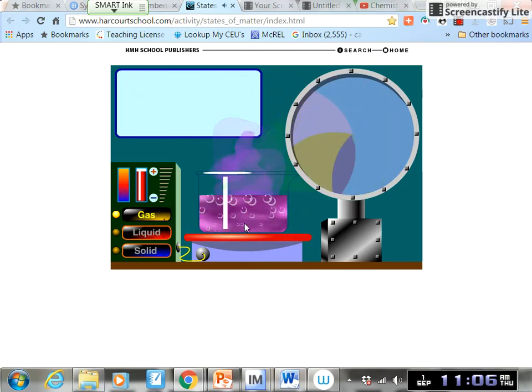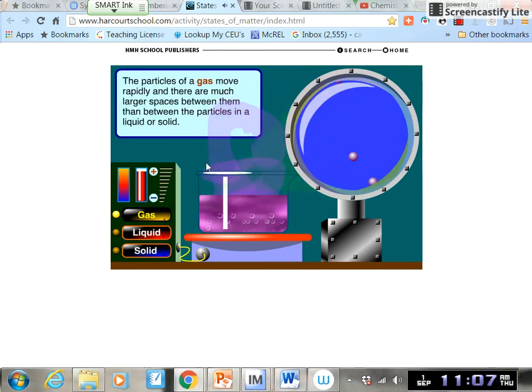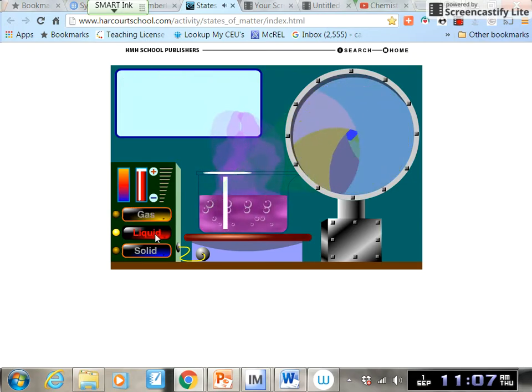Notice here you see the bubbles. You see the vapor. Gases have a lot of kinetic energy. And so they are going to be spread out. That's why they're compressible. We can remove the heat and cool it down.